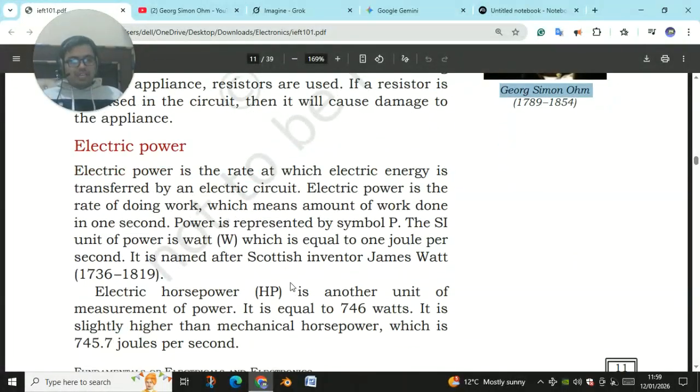Electric power. Electric power is the rate at which electric energy is transferred by an electric circuit. Electric power is the rate of doing work, which means the amount of work done in 1 second. Power is represented by symbol P, capital P. The SI unit of power is watt, capital W, which is equal to 1 joule per second. It is named after Scottish inventor James Watt, from 1736 to 1819.